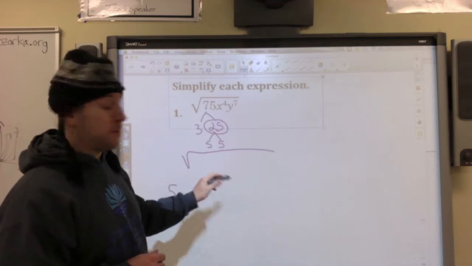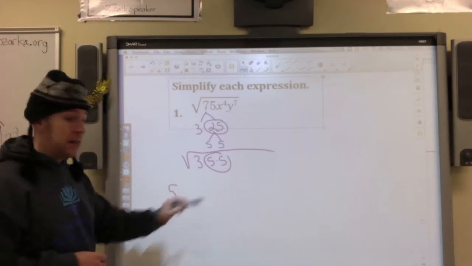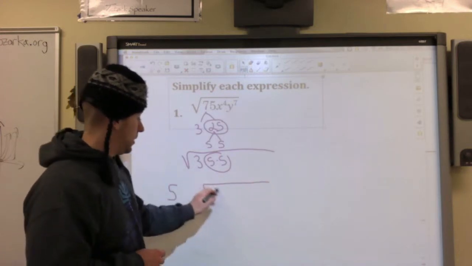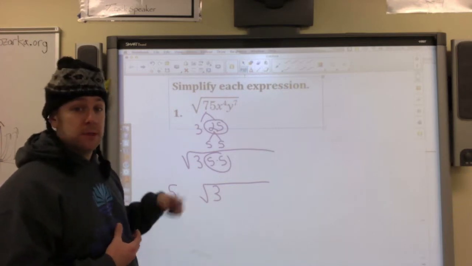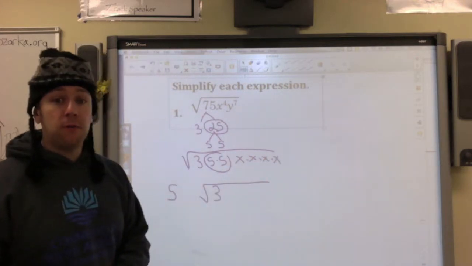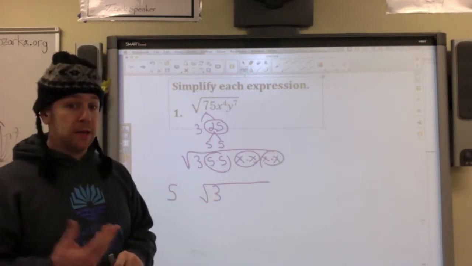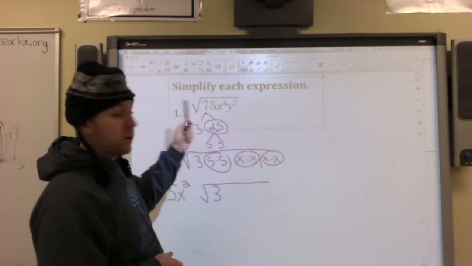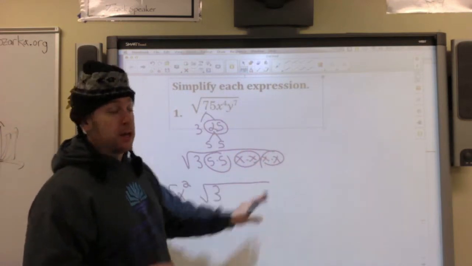For some that want to look for pairs, there's a pair of 5s there. And then I take out that 5. What's going to be left in there is that 3. And then I worry about the x's. How many x's are there? It's x to the fourth, so there are 4 x's. I got pairs right here. So I got 2 pairs of x's, so 2 come out. So x to the fourth, 4 divided by 2 is 2, with a remainder of 0, there's nothing in there.